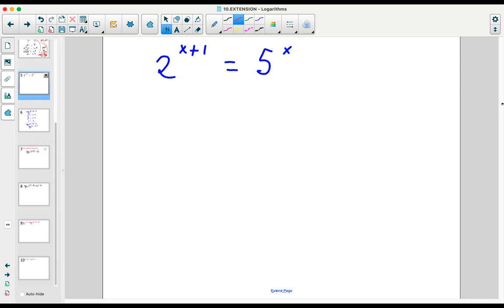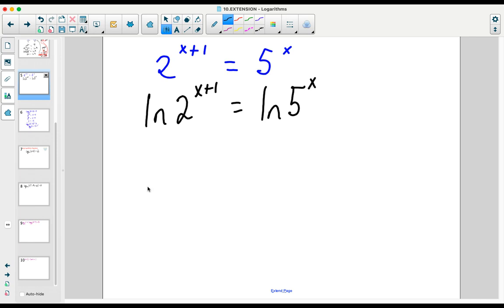So I can jump right in with using either the natural log or the log base 10, both available on my calculator, to simplify this equation and rewrite it. I'm going to use the natural log. So on the left-hand side, I'm going to take the natural log of 2 to the x plus 1. And on the right-hand side, I'm going to take the natural log of 5 to the x.